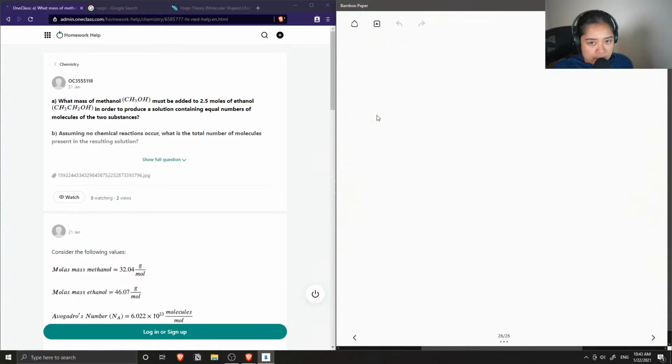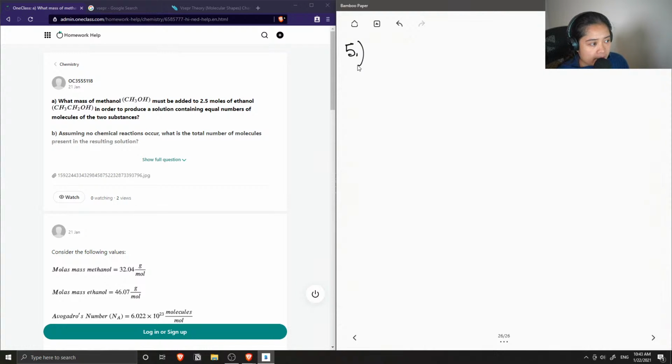Okay, so question number 5. What mass of methanol must be added to 2.5 moles of ethanol in order to produce a solution containing equal numbers of molecules of the two substances?